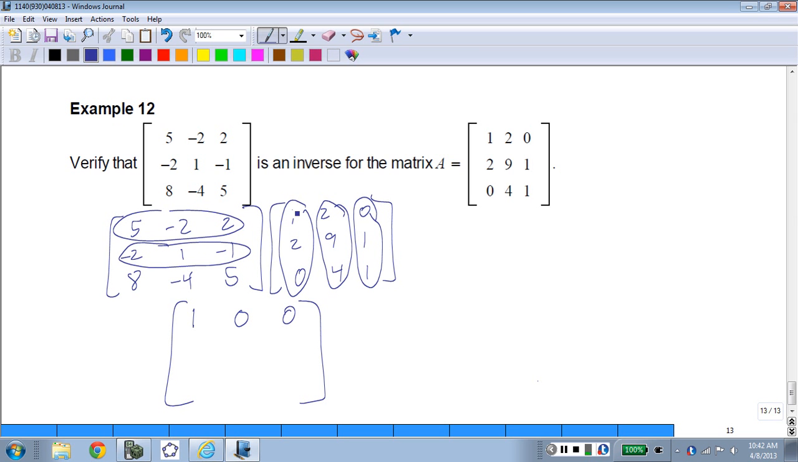Negative 2 times 1 equals negative 2. 1 times 2 equals 2. And negative 1 times 0 equals 0. So it's going to be what? Negative 2 plus 2 plus 0. That's 0. We need 1 in the middle. Negative 2 times 2 equals negative 4. 1 times 9 equals 9. And negative 1 times 4 equals negative 4. So what's it going to be? Negative 4 plus 9 plus negative 4. Is that 1? Yes, more than halfway home.